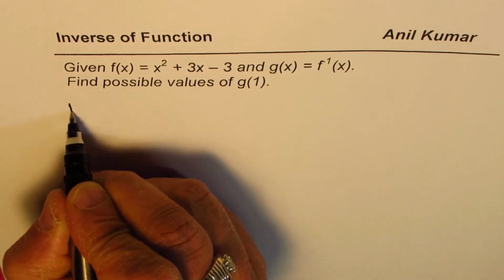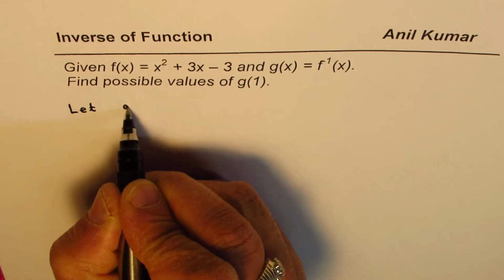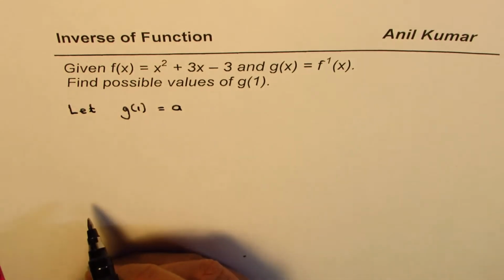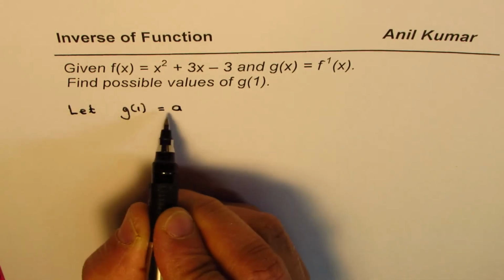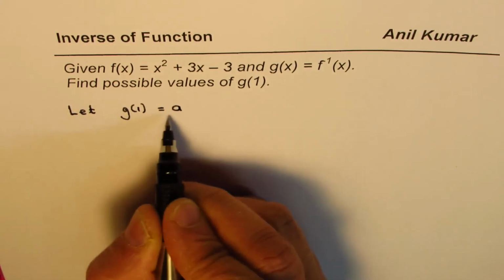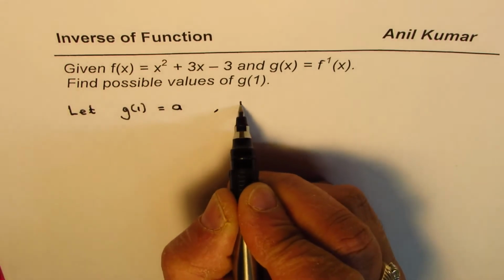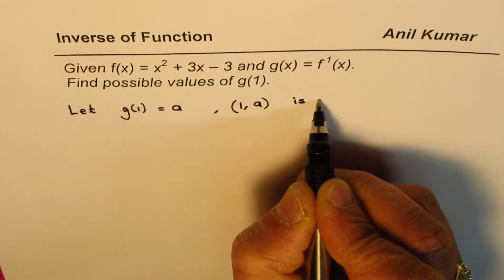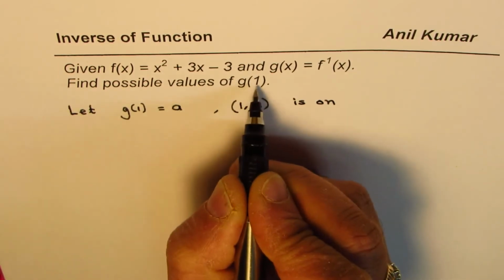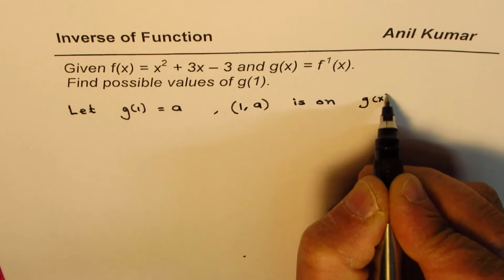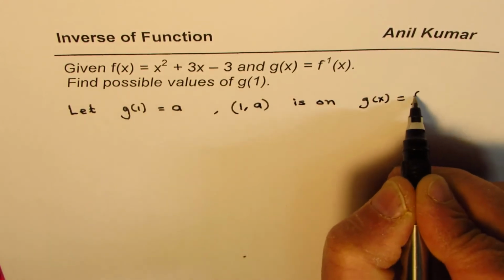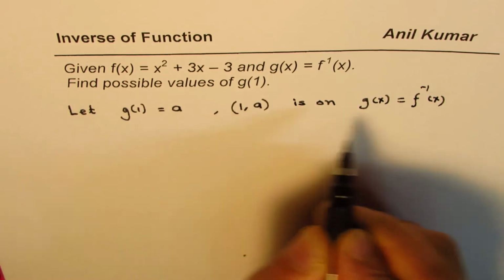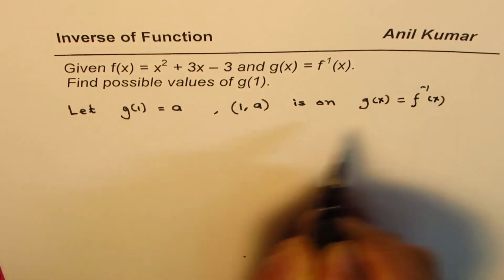Let's begin by saying that g(1) = a. Now what does that mean? g(1) = a means the coordinate point we are looking for is (1, a), and this point is on g(x), or f⁻¹(x). So (1, a) is a coordinate point on f⁻¹(x).